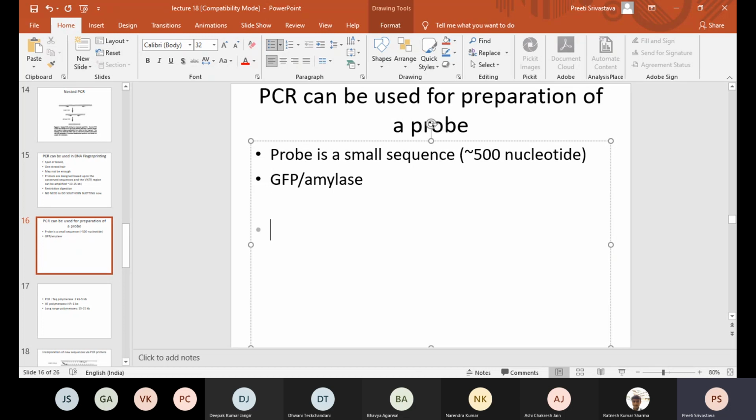But just in case that clone or plasmid containing GFP or amylase is not available, then you can design primers and amplify the gene for GFP or amylase and then use it as a probe, right?